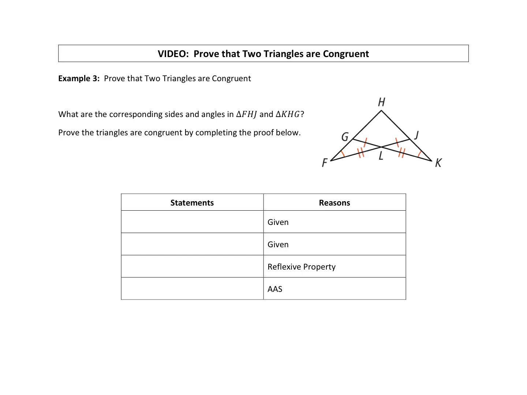All right, so we're moving on to example 3, where we are going to prove that two triangles are congruent. It says, what are the corresponding sides and angles in triangle FHJ and triangle KHG? Prove the triangles are congruent by completing the proof below.